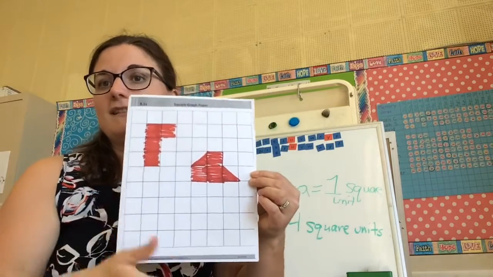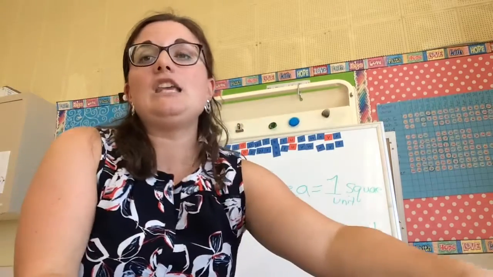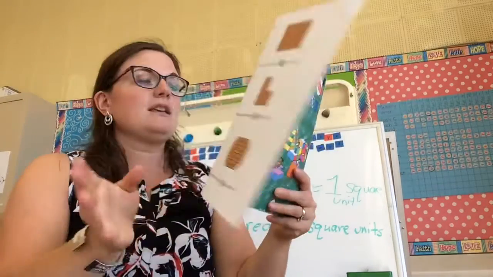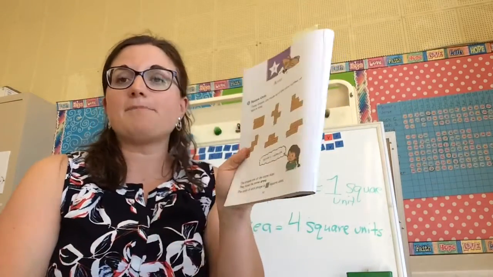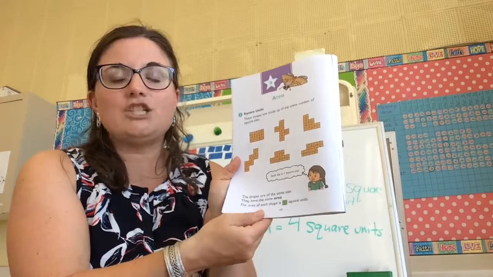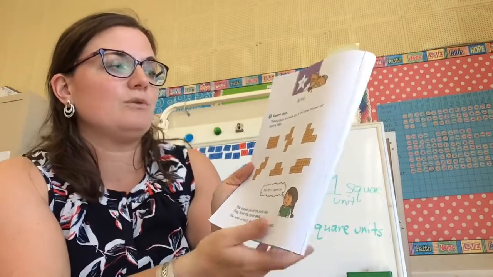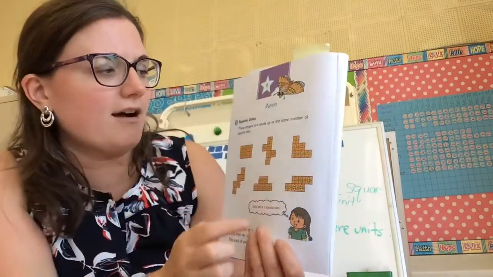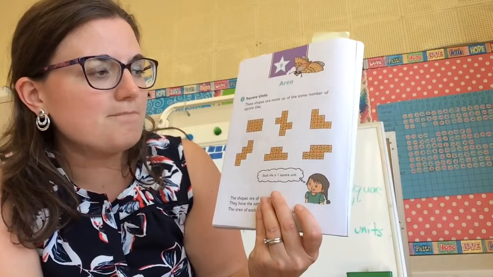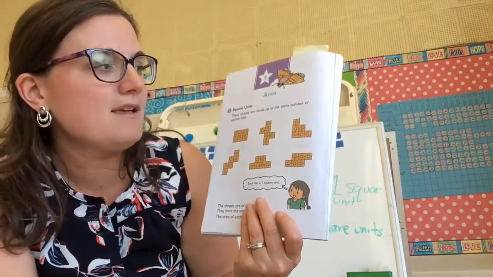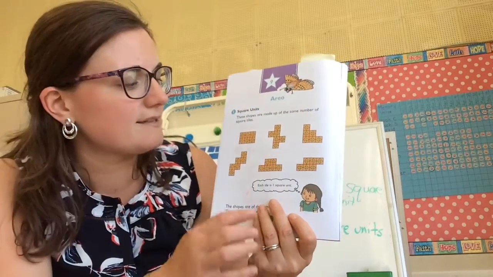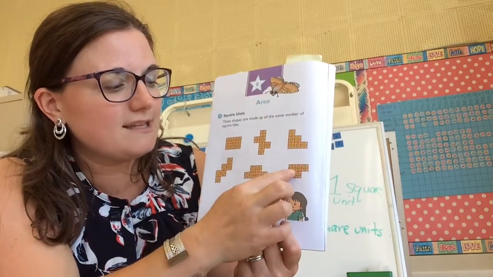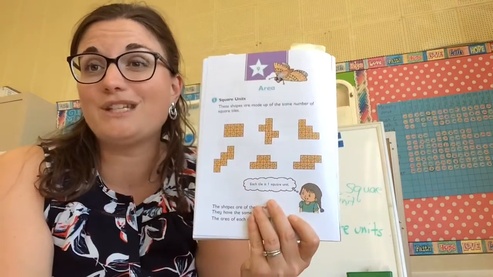square units, okay? Now, I would like you to get your textbook, and if you need a second, press pause, and I want you to open to page 102. And I want you to look at all of these shapes on here. They are made up of the same number of square tiles. All of them have 6 square tiles, but look at all the different shapes.